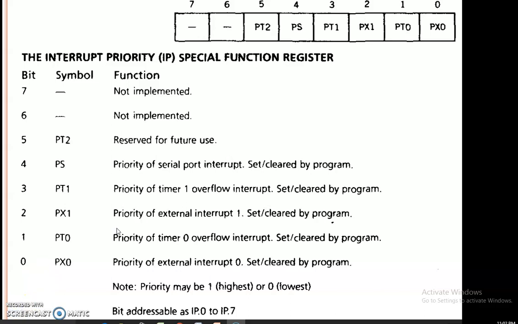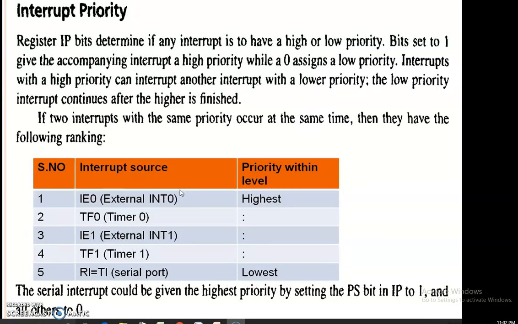Now we will see how to assign the priorities to the interrupts. Let us take one example. PS is equal to 1 means I have assigned highest priority to serial communication. PT1 is equal to 1 means I have also assigned highest priority to timer 1. So these 2 interrupts got highest priority. Whenever the 8051 receives these 2 interrupts at the same time, which interrupt will get the service first? Here 2 interrupts having highest priority are received by the 8051 at the same time. Then how will the 8051 serve these 2 interrupts? Because this is a tie.